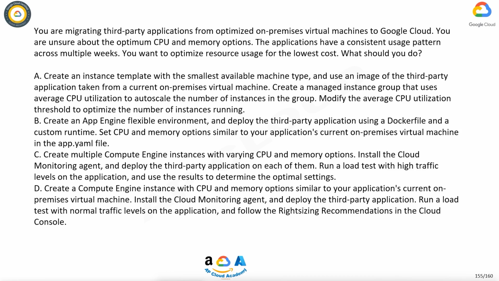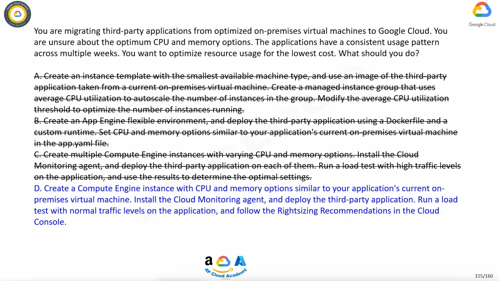D. Create a Compute Engine instance with CPU and memory options similar to your application's current on-premises virtual machine. Install the Cloud Monitoring agent, and deploy the third-party application. Run a load test with normal traffic levels on the application, and follow the right-sizing recommendations in the Cloud Console.